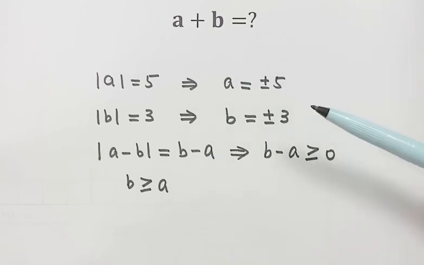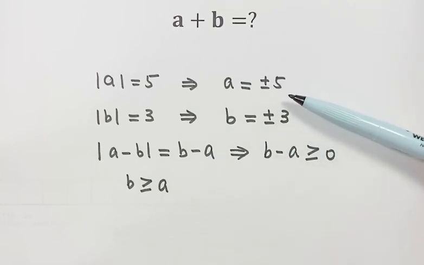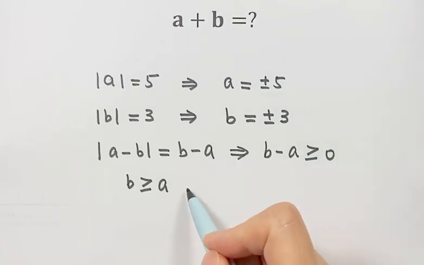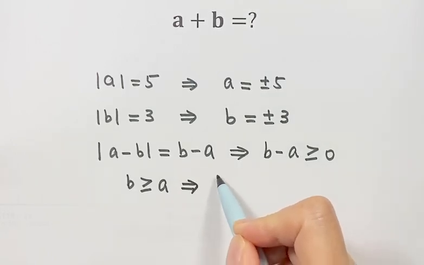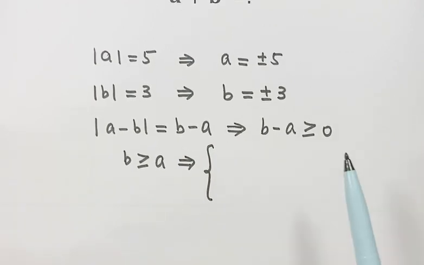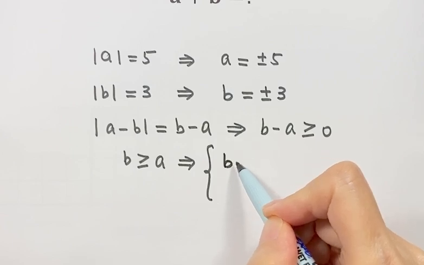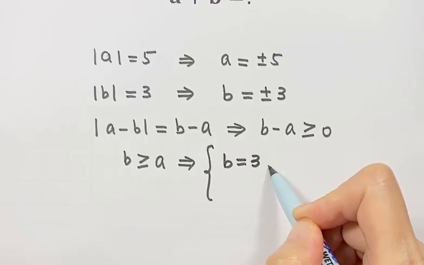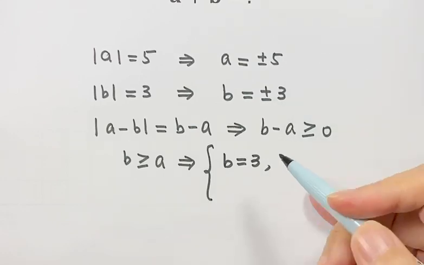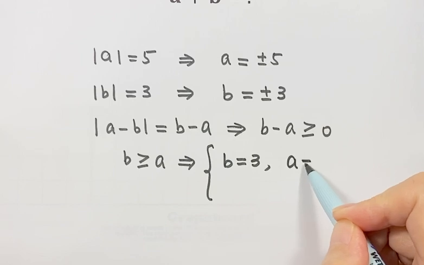This gives us a connection between A and B. Because we have values for A and B, let's check which cases satisfy this inequality. The first case, B equals 3. If B is equal to 3, then compare 3 with A. 3 is only bigger than negative 5, so here we can only put A as negative 5.